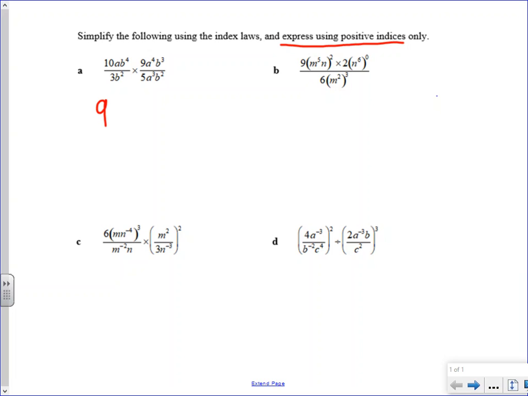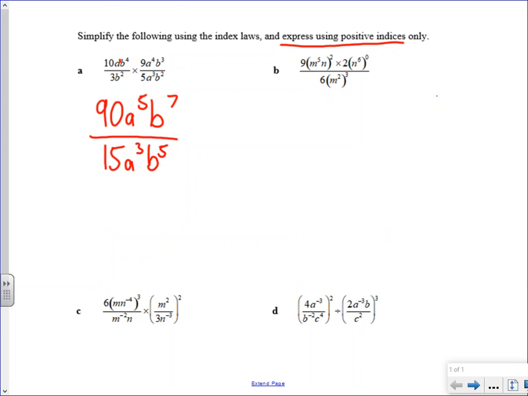So we have 90a to the power of 5. As we see, we've got the a to the power of 1 and the a to the power of 4. And we have b to the power of 7. And then 3 times 5 is 15. We have no a's on the left side, but we do have 3 a's on that right side. And then we have 5 b's in total. So we have that. Let's move this down.